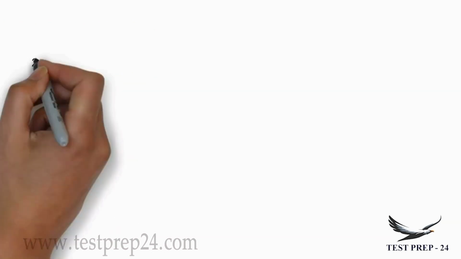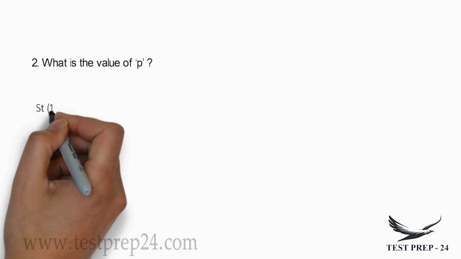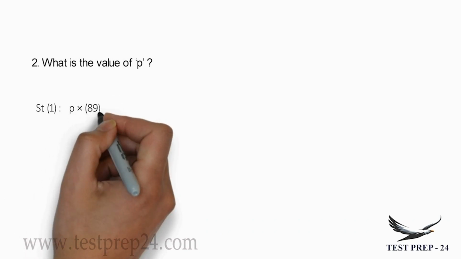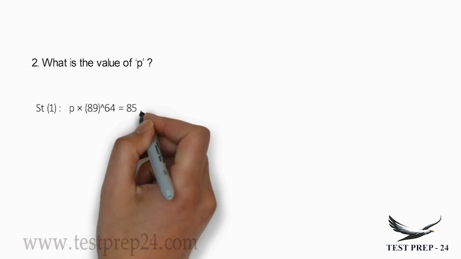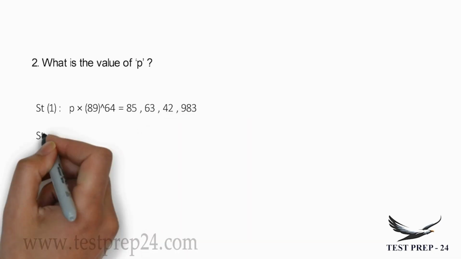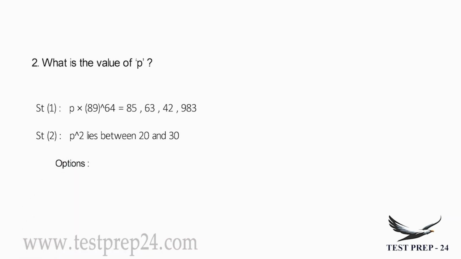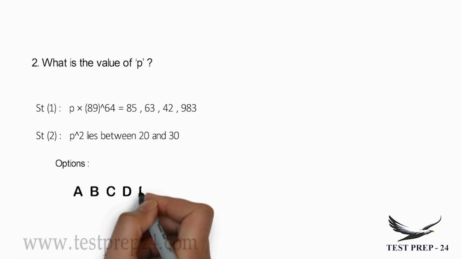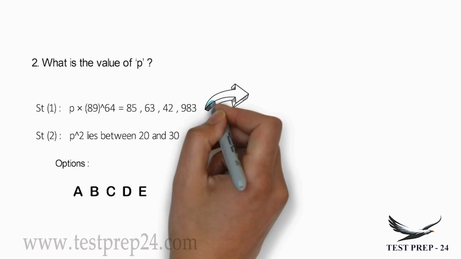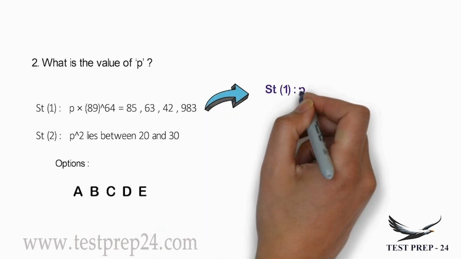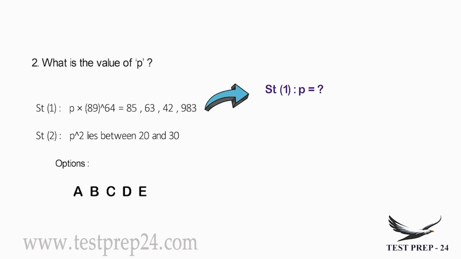Let's have the next question. What is the value of P? Statement 1, P into 89 to the power 64 equals 856342983. Statement 2, P squared lies between 20 and 30. Now coming to the options, you have A, B, C, D and E. Coming to your first statement, it says P equals something. If you look at the statement carefully, it is asking what is the value of P. There is only one variable here and there is an equation, so you can easily find the value of P.